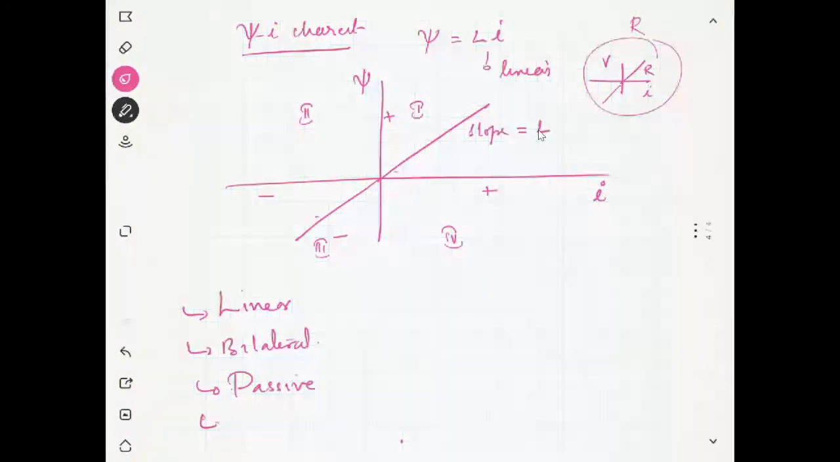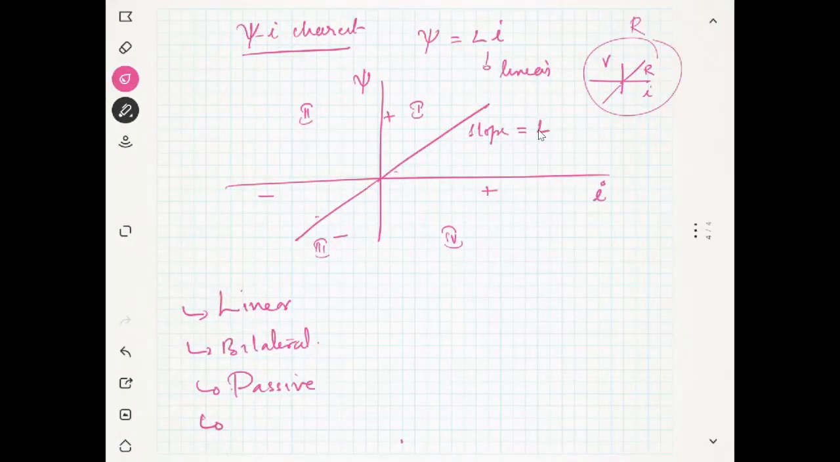And the property will not change with time, like resistance. If the temperature is constant, it will not change with time. So it is time invariant. Got it? Like the resistance, everything is the same as the resistance. These are the properties.